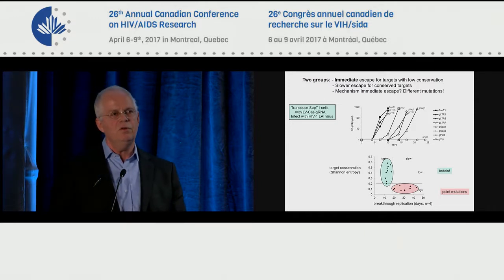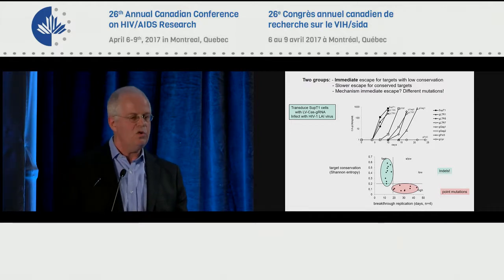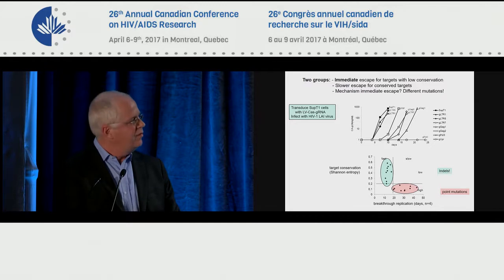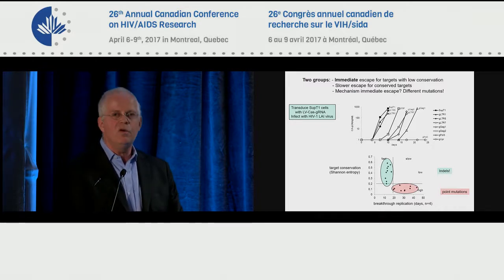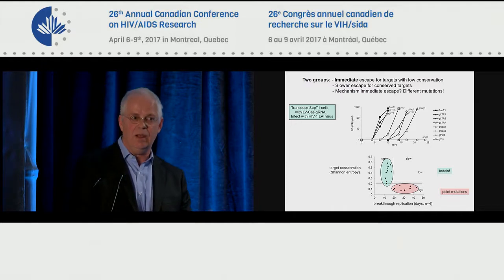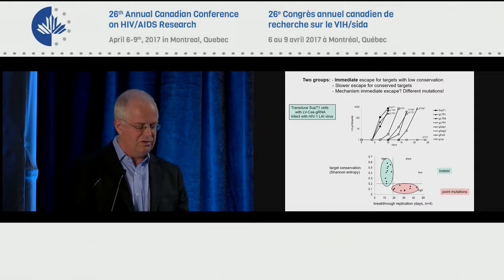Because when we looked at all these cultures, and the replication curves are up there, we actually noticed that the events can be split in 2 groups. On the one hand, we have seen the indels for this group, when escape occurs very rapidly, and that happens only for the non-conserved viral targets. If you target viral sequences that are more conserved, it takes much longer for the virus to escape, and there you see the more classical pattern of escape by the selection of point mutations.